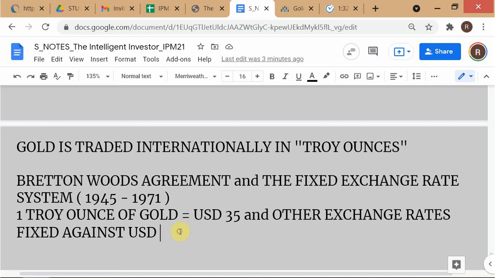So what was happening is that the US was running trade deficits and current account deficits. And all these other European countries like France were piling up dollars, which is basically their capital account surplus. They were piling up dollars, and there was a little bit of politics in this.